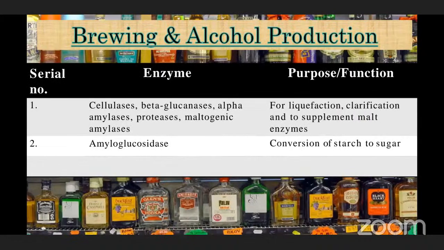The next is brewing and alcohol production. The enzymes like cellulases, beta glucanases, alpha amylases, proteases, maltogenic amylases, amyloglucosidase are all involved in brewing and alcohol production. All the top ones except amyloglucosidase are used in liquefaction and clarification and to supplement malt enzymes, whereas amyloglucosidase is involved in the conversion of starch to sugar.